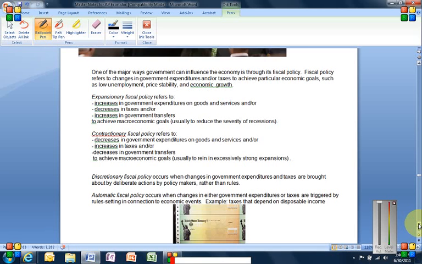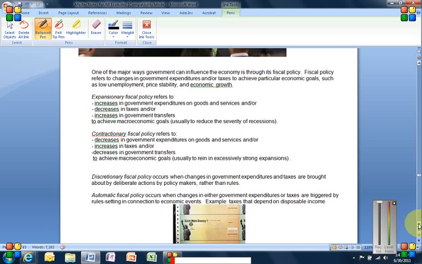A couple of other terms that you need to know are discretionary and automatic fiscal policy. So discretionary refers to when these kinds of changes in government expenditures and taxes are brought about by deliberate actions by policymakers rather than rules. Because, as you can see here, automatic fiscal policy says we're not going to leave it to policymakers to use their discretion, their decision-making power as events unfold. Instead, we're going to set down rules that will automatically trigger a change if certain economic events take place. So, for example, taxes that depend on disposable income.